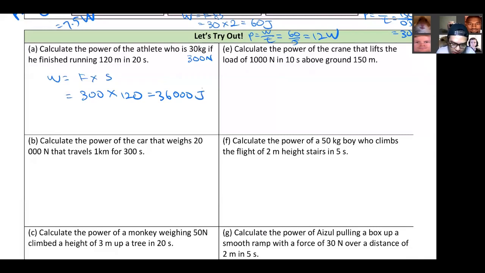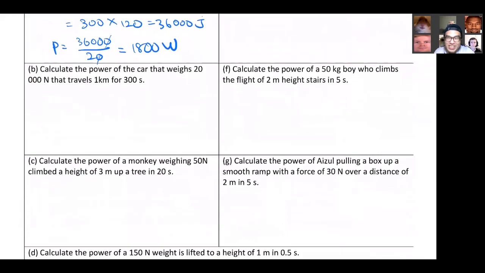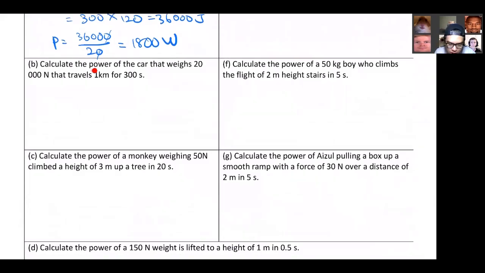And then let's divide by time. I want the power. So this answer divided by 20. So we should get 1008 watt. Okay, that's the answer. Very simple. So it's the same as just now, but now we use time. We divide by time. That's one more step.